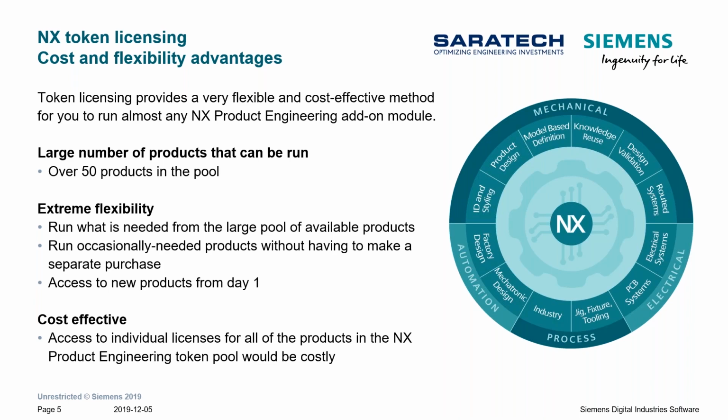And then what you'll do is the tokens are checked in and checked out again based upon your usage and when you're using things. So one of the big values of token-based licensing is if you have occasionally needed products. So you may not need human modeling every day of the year. You may use it once a year, twice a year. You may have a situation where you'd like to use the human modeling tools, but you don't actually have them. With token licensing, you do. You have all of the products that are in those 50 products in the pool, and you have access to those.